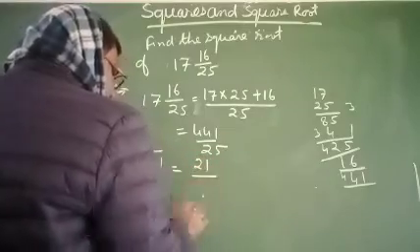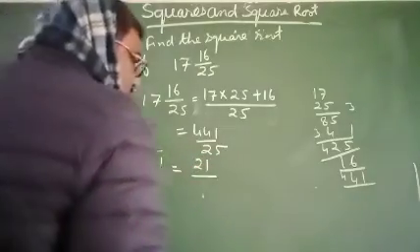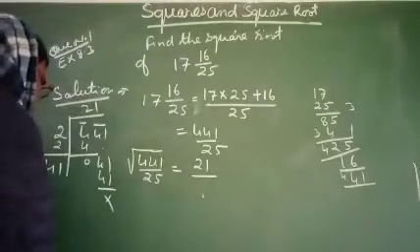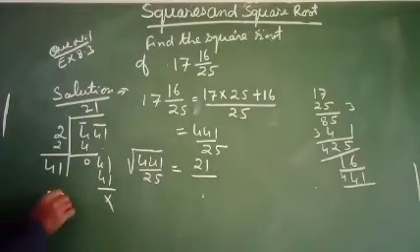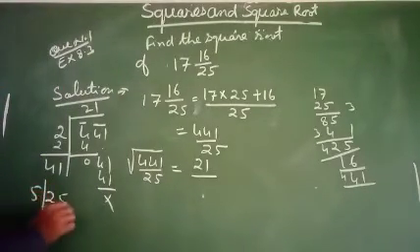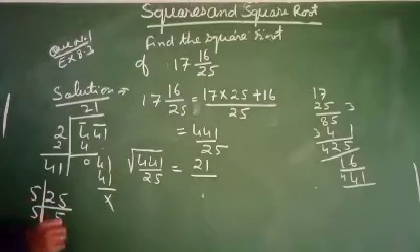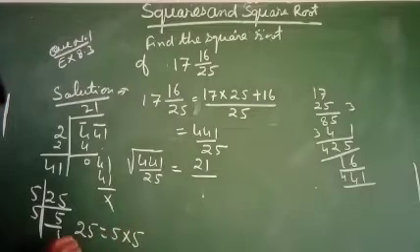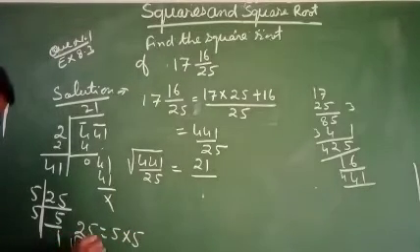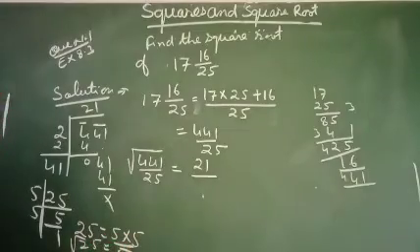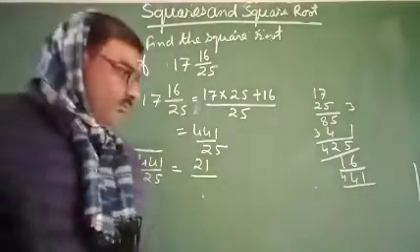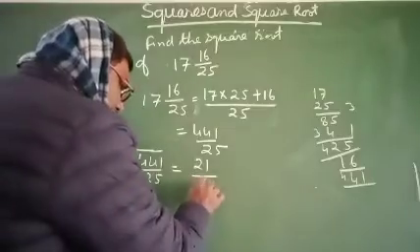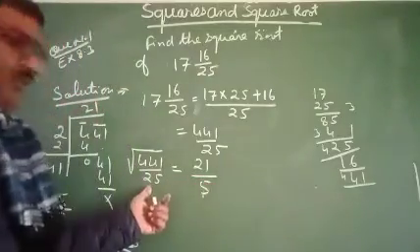21 upon the square root of 25. The square root of 25 will be 5. 5 5s are 25. The 25 equals 5 into 5. Square root of 25 will be equal to 5. So here will be 5. Square root of 25 will be 5.